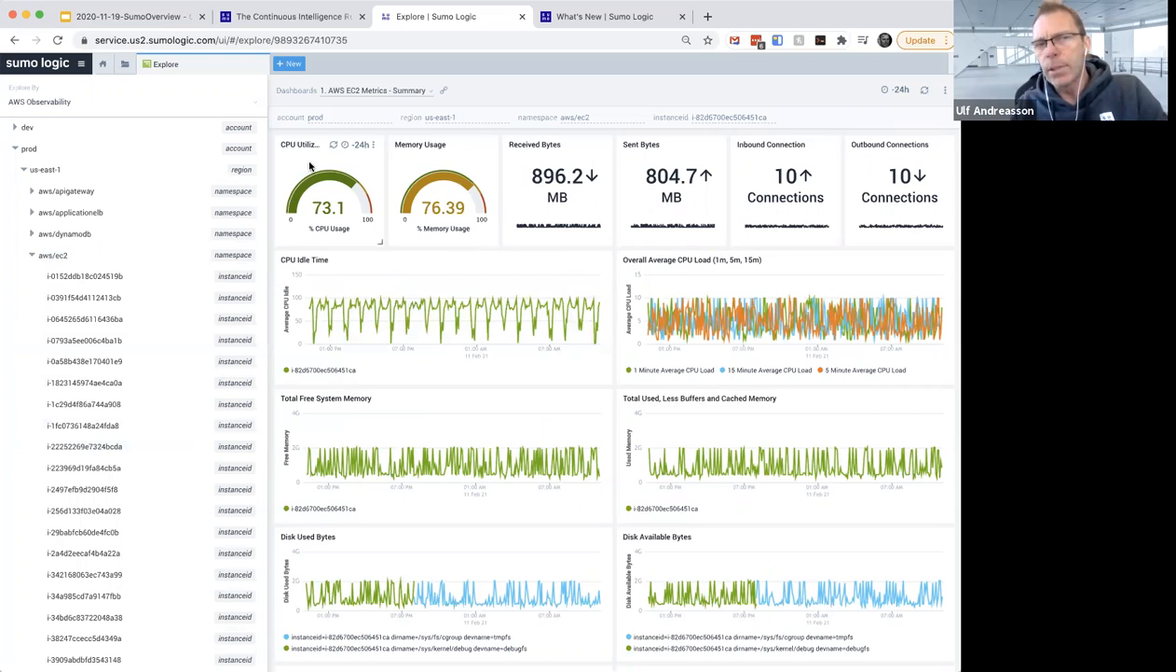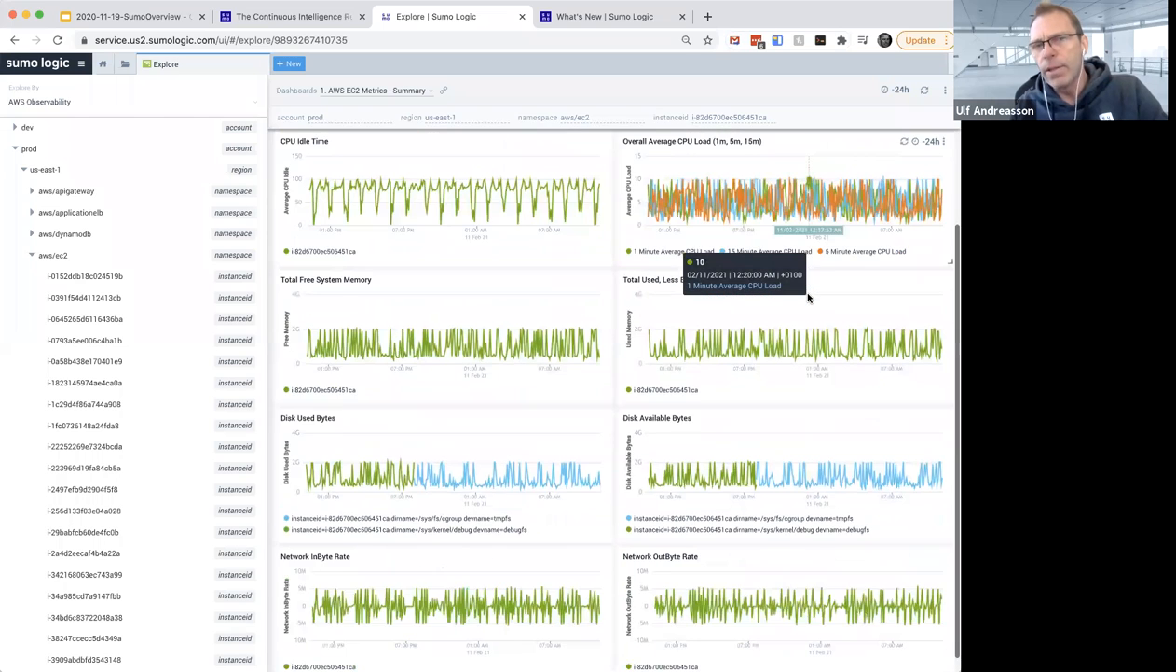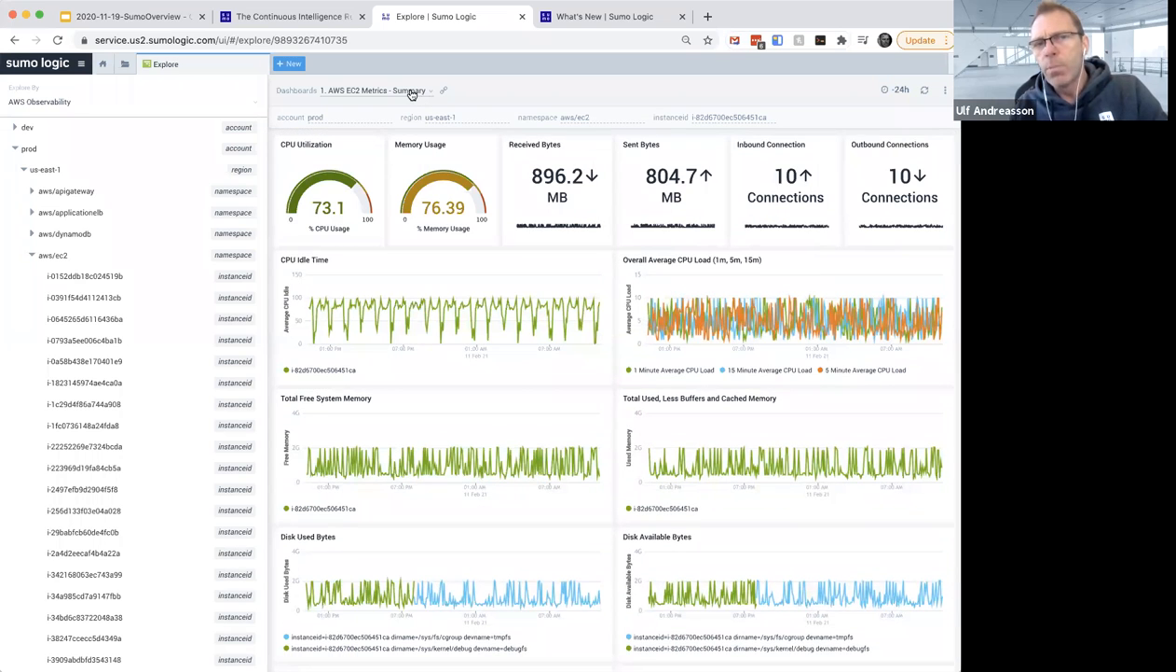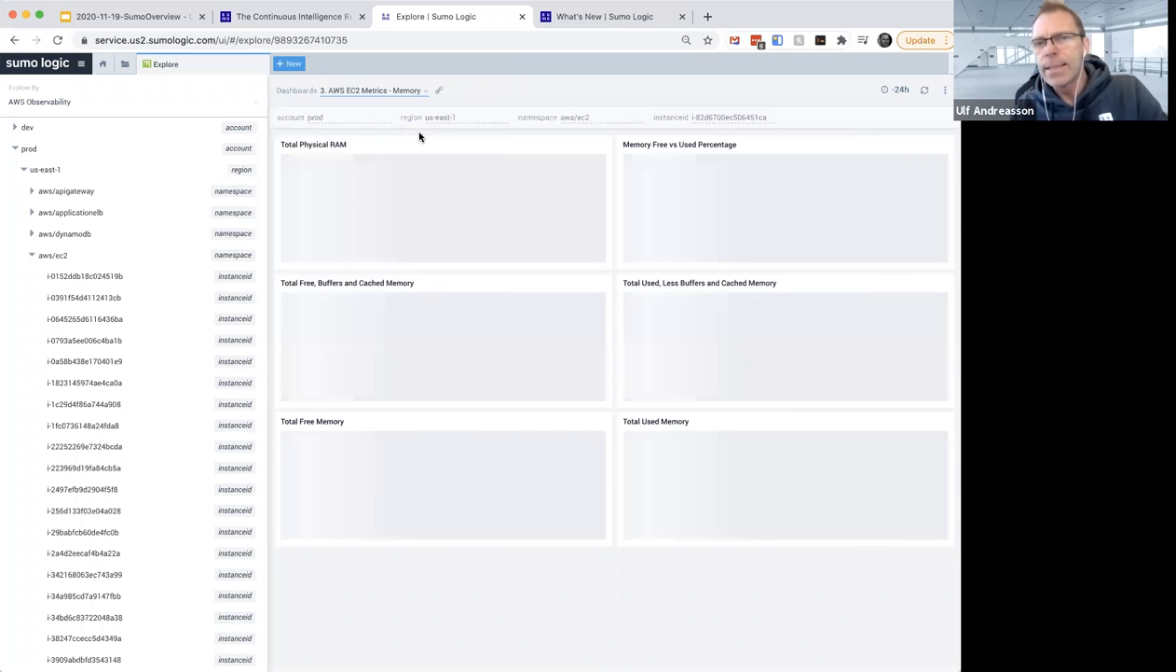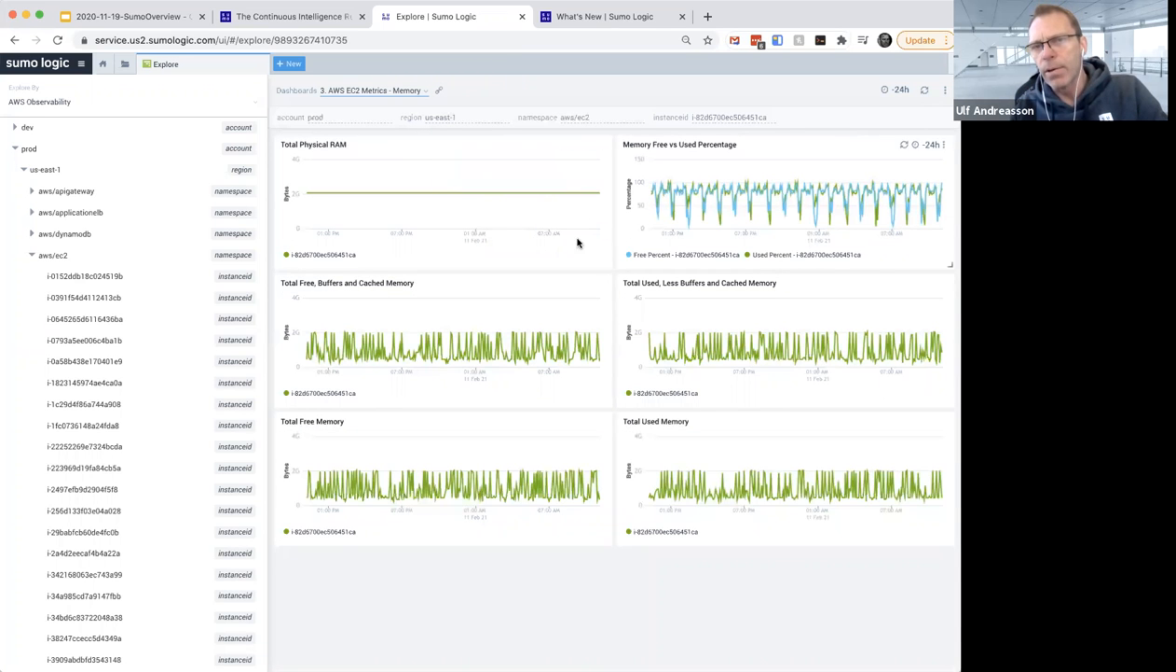Now we're looking at the CPU utilization for this specific instance, the number of bytes being sent or received, the inbound connections, and all the kind of metrics you can dream of in this view here. But there's more to it than this. I can go in and select some specifics with regard to memory, for example. I can see exactly what's happening on this system based on the memory aspects.